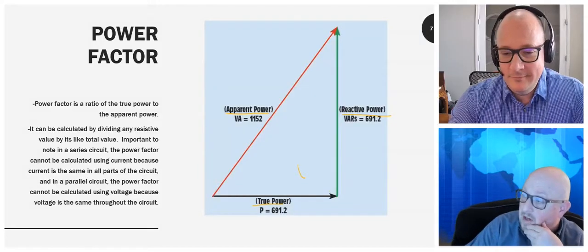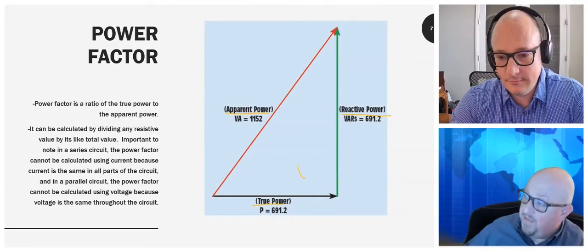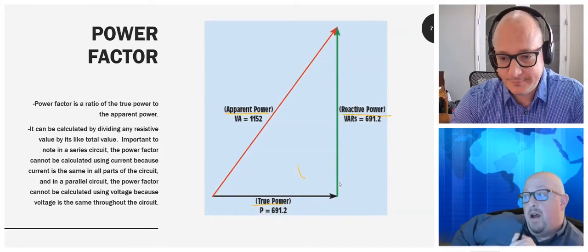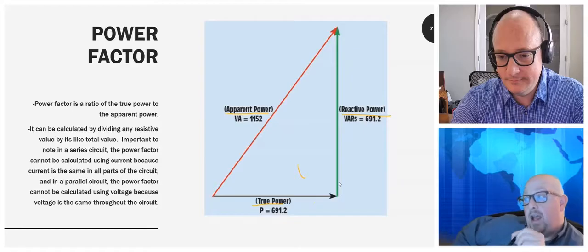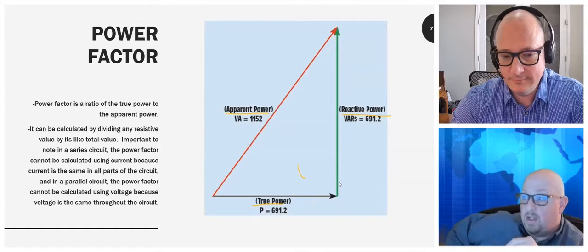So if I have real true power, how does this affect things? I guess that's my question. I'm a second year apprentice here. I have apparent power, reactive power, and true power. My power factor is the ratio of the true power to apparent power.